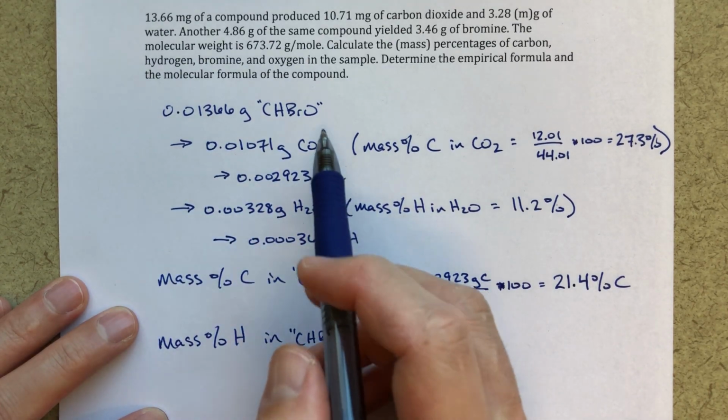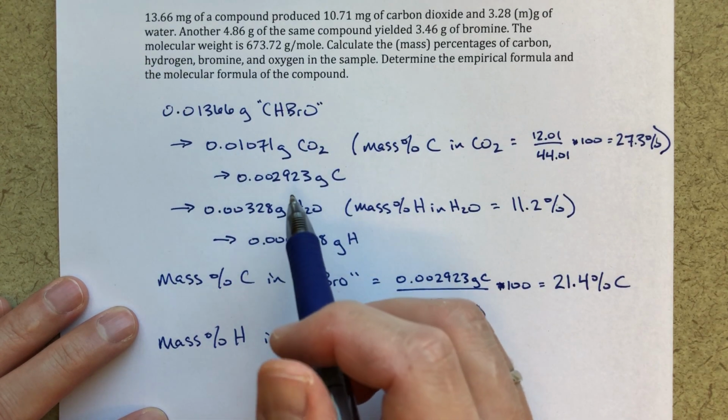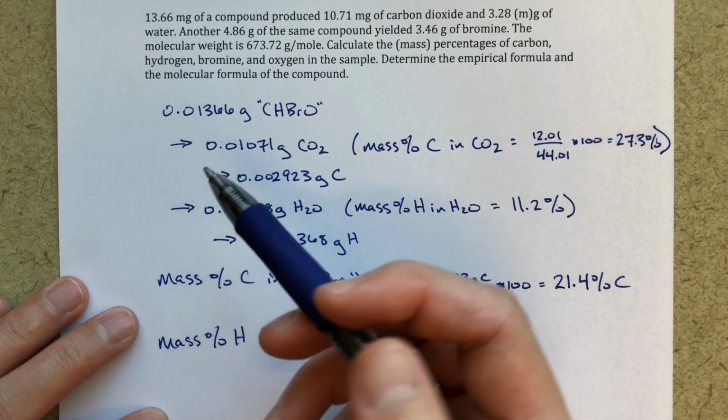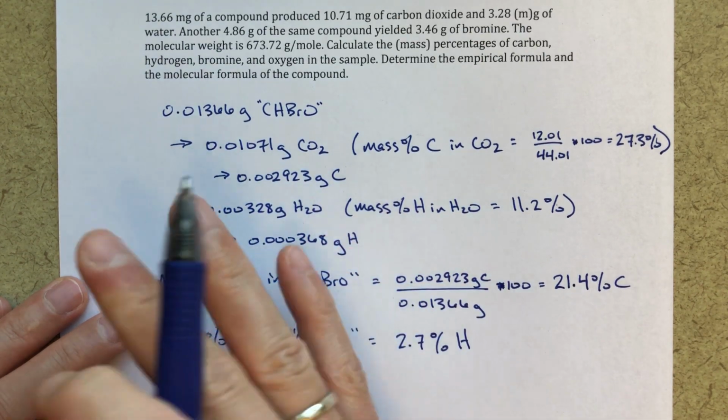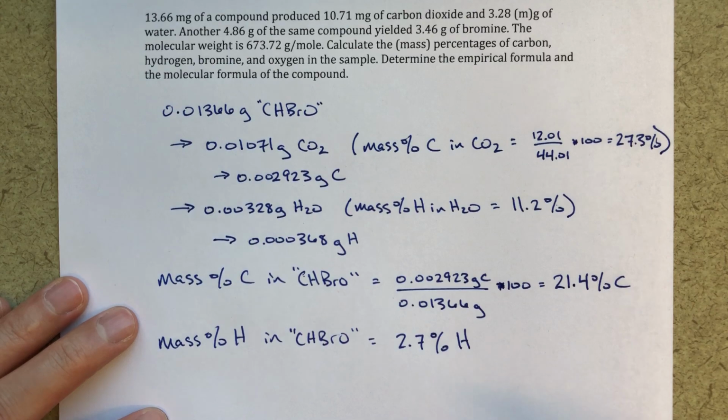So the mass of oxygen that we find here, we could find a mass percent of oxygen for this compound. The rest of this 0.0171 grams is made up of oxygen, but it doesn't really tell us anything yet because we're bringing extra oxygen in.